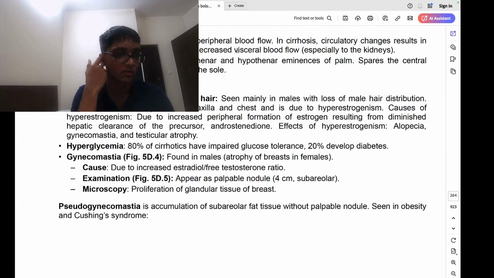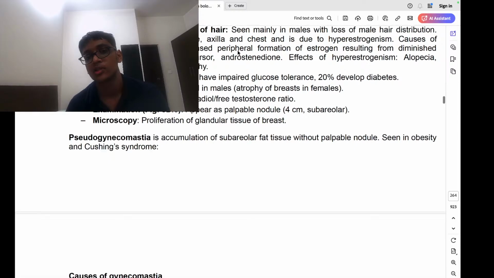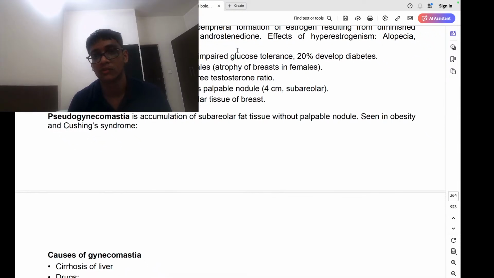Then endocrine changes: you have diminished body hair and loss of hair, seen mainly in males with loss of male hair distribution. Alopecia usually affects the face, axilla, and chest, and it is also due to hyperestrogenism. Causes of hyperestrogenism: increased peripheral formation of estrogen resulting from diminished hepatic clearance of the precursor androstenedione. Effects of hyperestrogenism: alopecia, gynecomastia, and testicular atrophy. Hyperglycemia: 80% of cirrhosis patients have impaired glucose tolerance, and 20% develop diabetes.